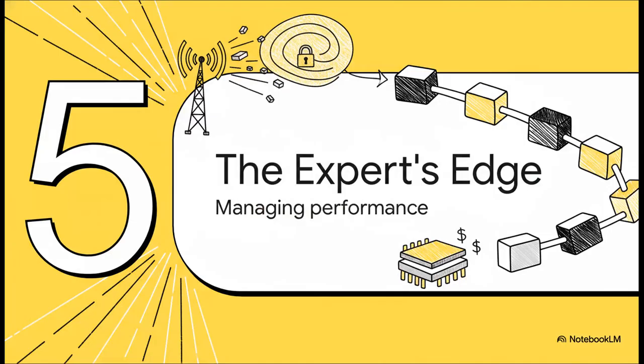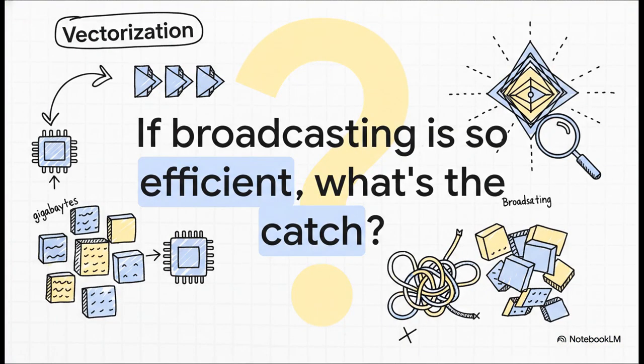Okay, at this point, you've got the tools to write fast NumPy code. But to really get to that expert level, you also have to learn to write memory-efficient code. Because while broadcasting is great, the vectorized operations it allows can sometimes hide these little memory traps, especially when you're working with truly massive data sets. So you might be asking yourself, if broadcasting is so smart about not making copies, what's the catch? It's a great question. And the problem usually isn't in the broadcast itself, but in what happens when you start chaining multiple vectorized operations together.